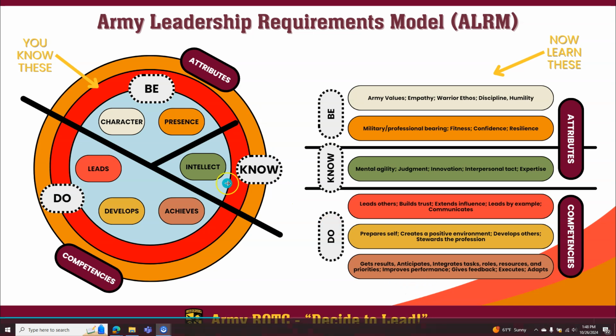So again, it's good to know the 6 different categories involved in the ALRM, but now I want you to start to understand what all of those actually mean and what the competencies and attributes really envelop.